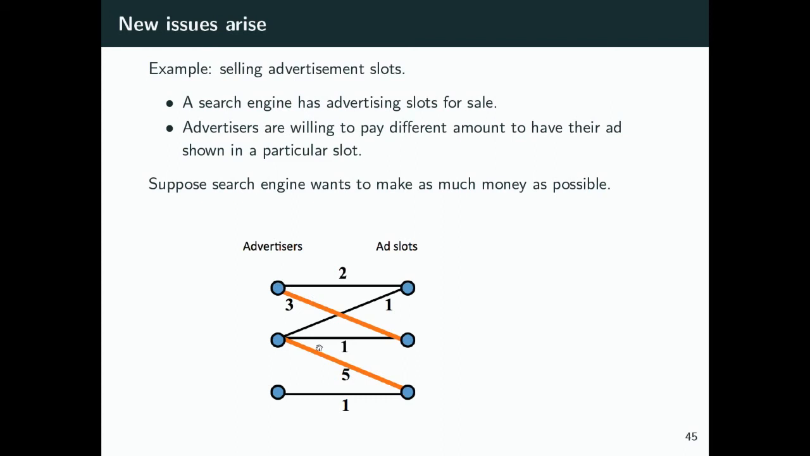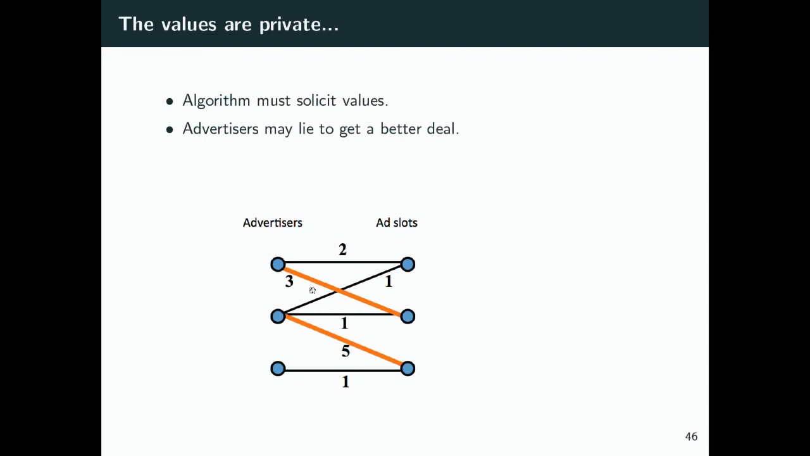The problem is that these numbers are the private information of these advertisers. And these advertisers are not just going to tell the search engine exactly how much they're willing to pay, especially if they can get what they want at a lower price. So for example, this advertiser here, if he knew that this was the exact scenario and that the algorithm was going to be maximum weighted matching, might say, well, I'm only willing to pay 3 instead of 5, because then he'd get the same slot, but he would have saved $2 or whatever this represents.